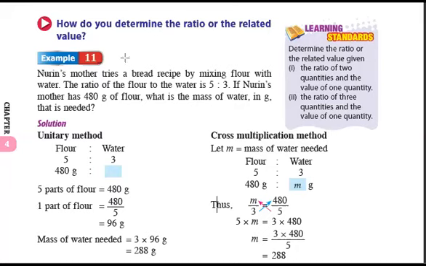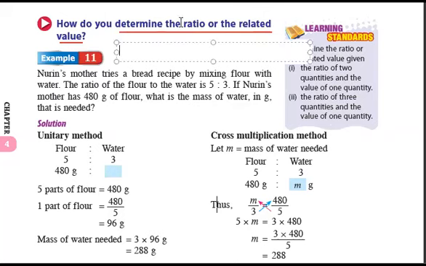So how do we determine the ratio or the related value? We will see the learning standard here to understand more about what we're going to learn now. The first one is how do we determine the ratio or the related value if we are given the ratio of two quantities and the value of one quantity, or the ratio of three quantities and the value of one quantity. We will choose only one example to put in the notebook. So this is the title: determine the ratio or the related value. And then you just copy these examples in your notebook.